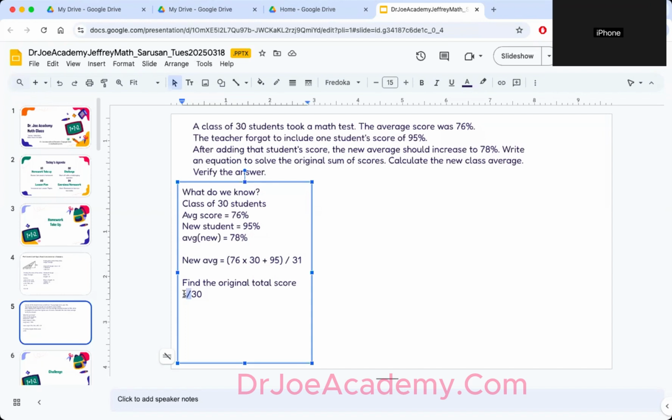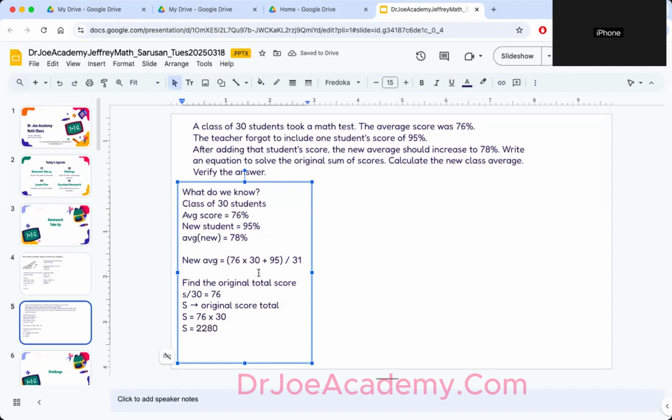This is why I put the s right here. That's our first variable. We have s divided by 30 equals 76. And in this case, s represents the original score total. All right, so s divided by 30 equals 76. Therefore, s equals 76 times 30. That would be 2280.